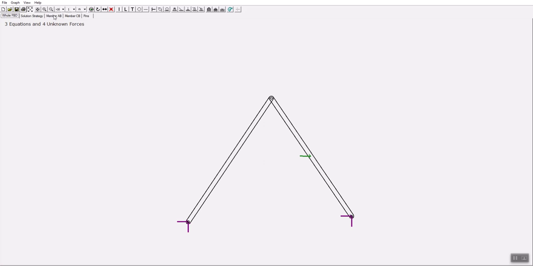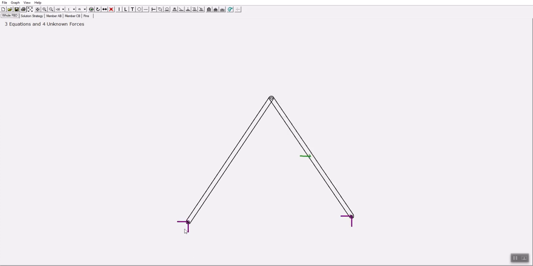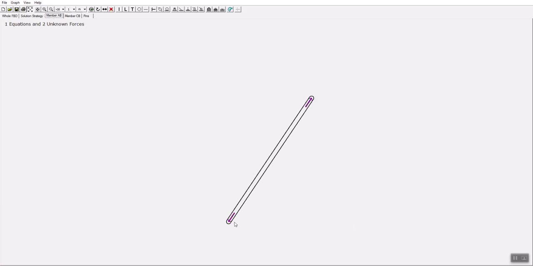So if you look at member AB, member AB is a two-force member. So actually at this point, although the whole body FBD shows two forces, actually we have only one force, which is along the member.